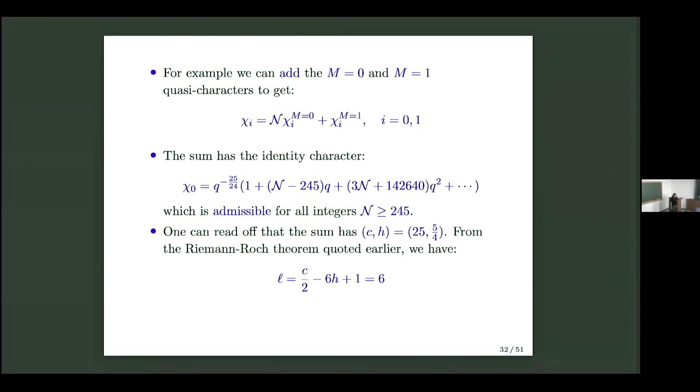Now you can read off by also writing chi1. You have to write chi1 also, and the same n obviously has to appear in both for the modular property to work. And you can read off that the sum has central charge 25, but now the conformal dimension is 5/4. With this combination, you can run the Riemann-Roch theorem in reverse: we know C and H, ask what is L, and we find L is 6. So adding two of these guys, both of which have L equals 0, the sum has L equals 6 and is perfectly modular.